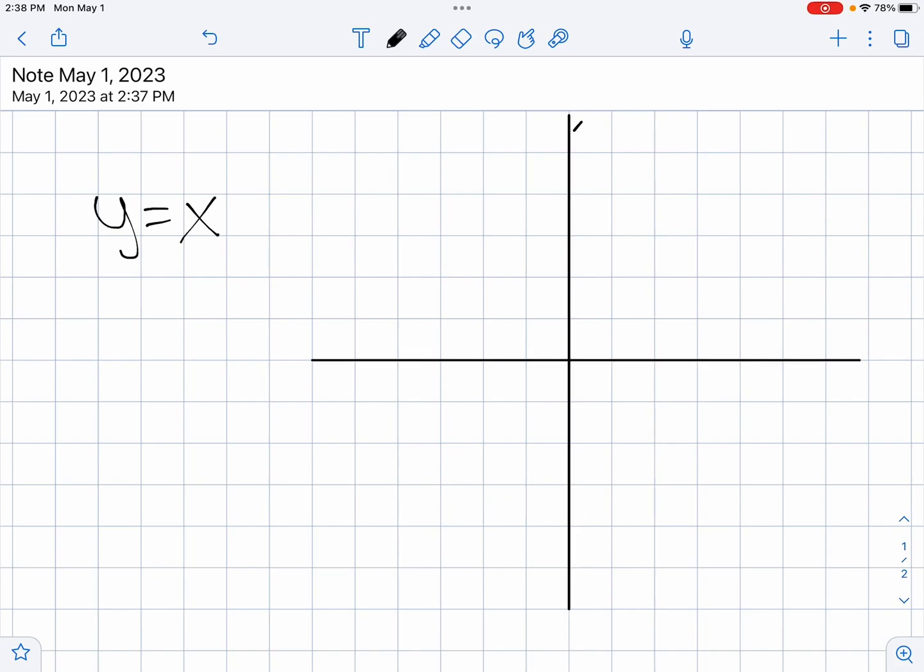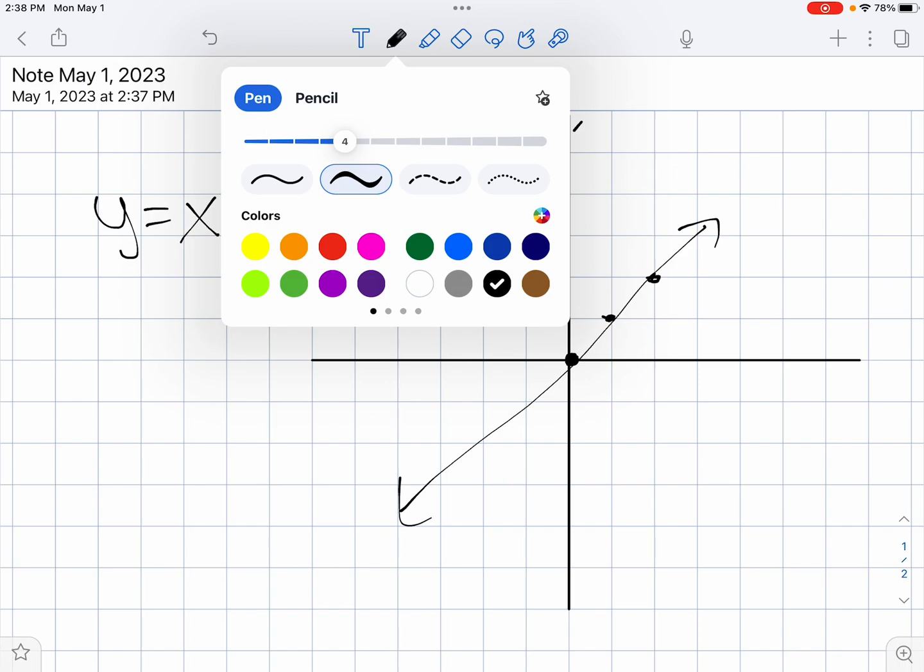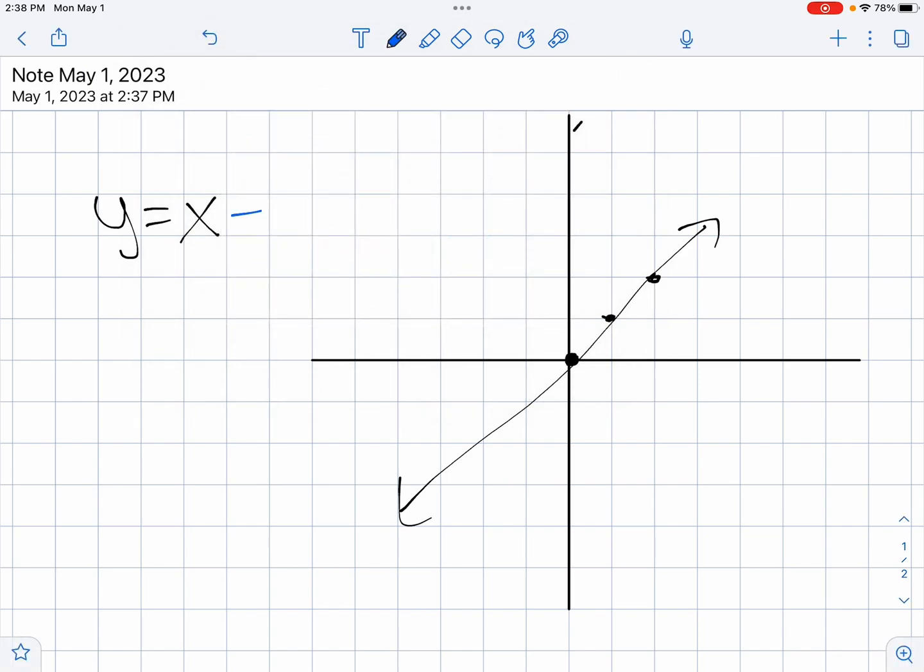If we have that graph, y equals x means we start at 0 and our slope is up 1 over 1. So this is the most basic form. Well, what happens when we manipulate that? I could add or subtract a number off to the end, which shifts it up or down. If it's positive, it shifts up.